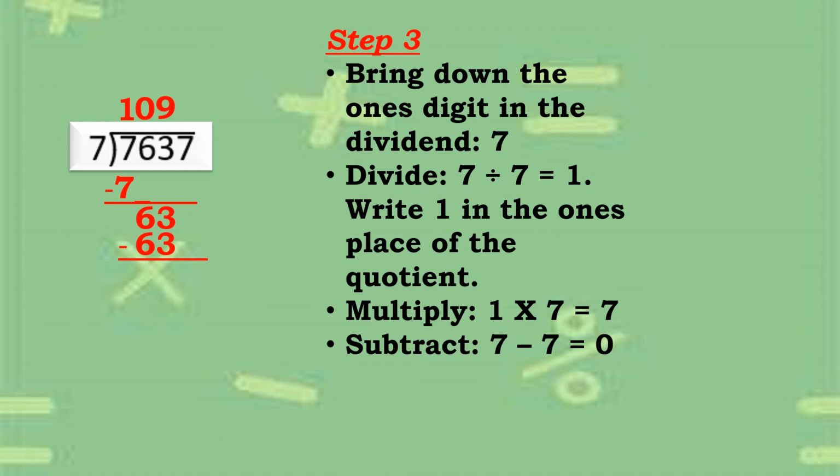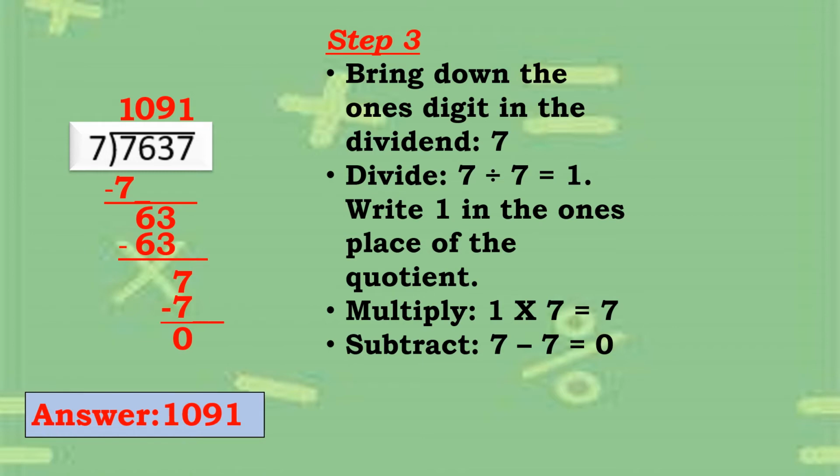Alright, step 3. Bring down the ones digit in the dividend, which is 7. Then 7 divided by 7 is equal to 1. Write 1 in the ones place of the quotient. Let's multiply. 1 times 7 is equal to 7. And let's subtract. 7 minus 7 is equal to 0. And the final answer is 1091.